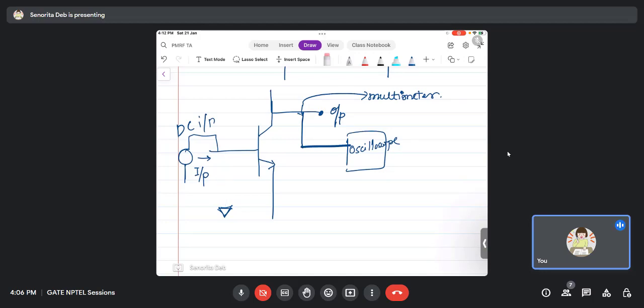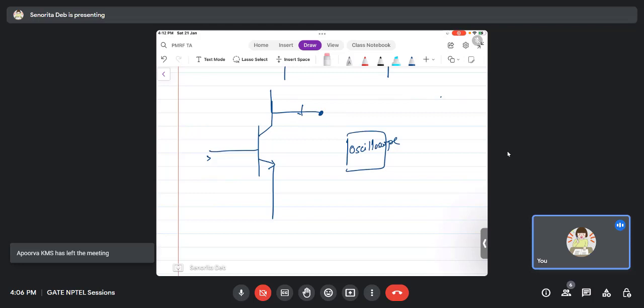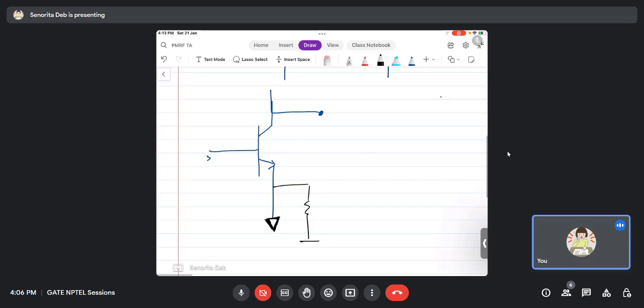So if your input is at the base and your output is from the collector, and your emitter is not taking part in the input and output, it is the common terminal. If we see the small signal model of the BJT, we will understand what is meant by the word common in common emitter. Suppose it is grounded, or in some cases you will see a resistance attached to it, anything is possible. In this case, this is a common emitter.